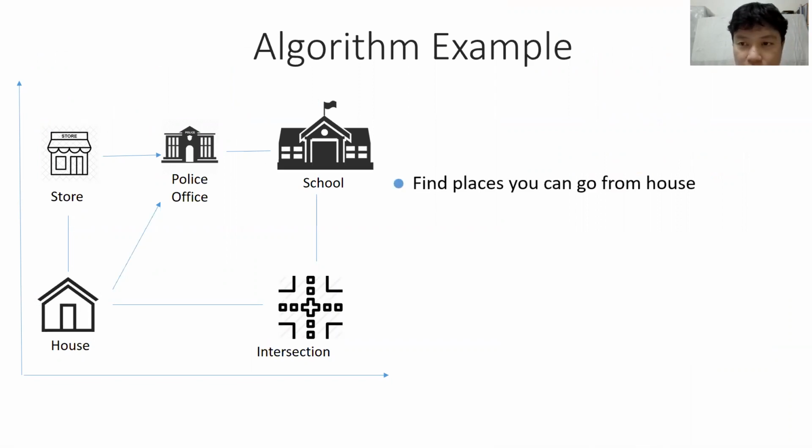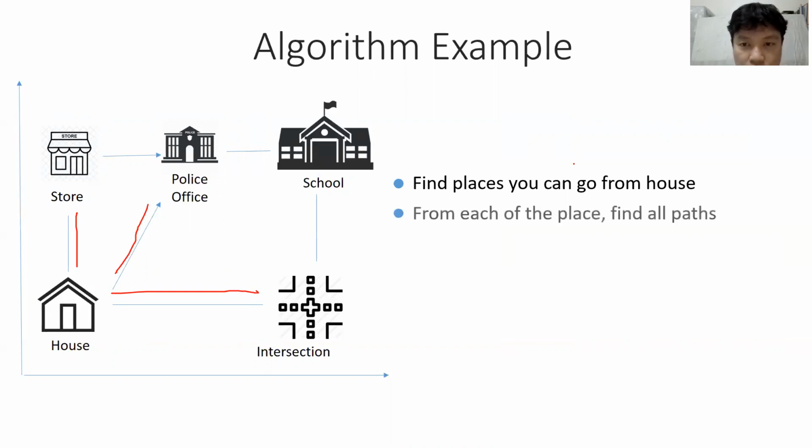This is the problem. We need to find places you can go from house. From house, you can see that there are three destinations. First is store, second is police office, and the next is intersection. So you can go to store, you can go to the police office, or you can go to the intersection. And after this, from each of the places, find all the paths.